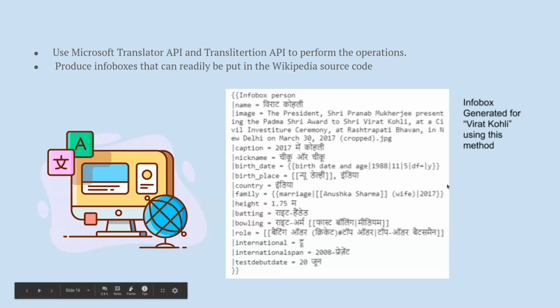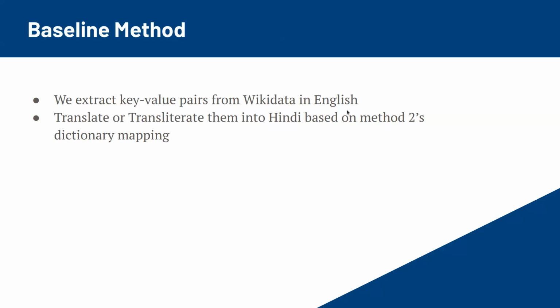This is an example infobox. As you can see, it is produced in the format of the Wikipedia source code so that it can be readily pasted. For a baseline method, we extract key value pairs from Wikidata in English. In method 1, we were directly doing it in Hindi. Further, for the baseline, we translate these into Hindi.